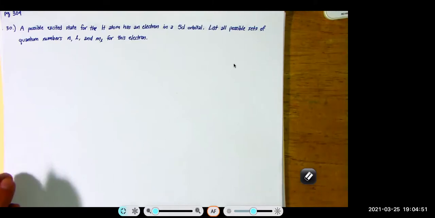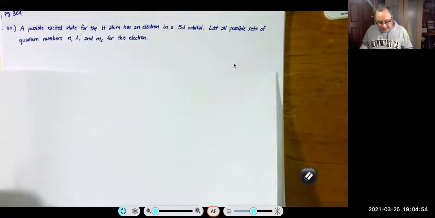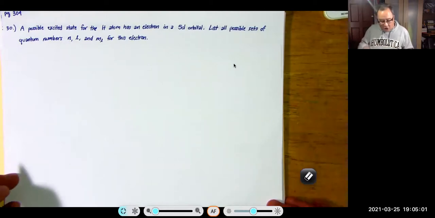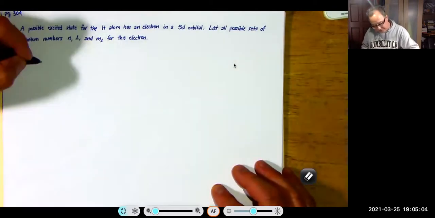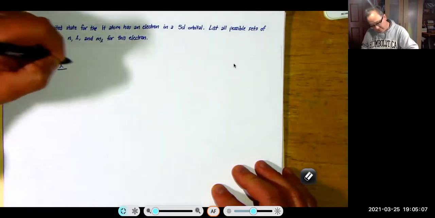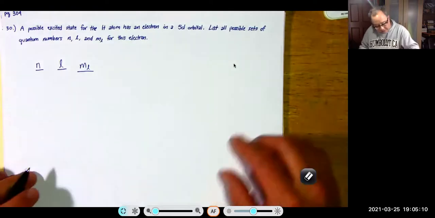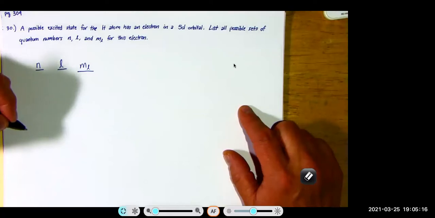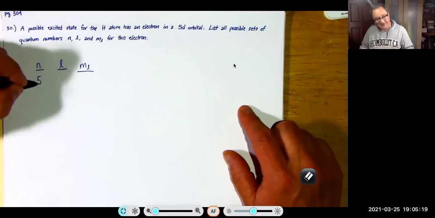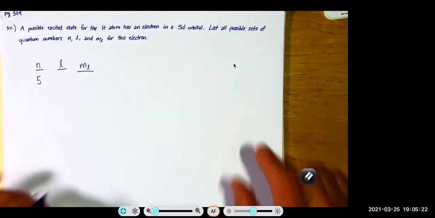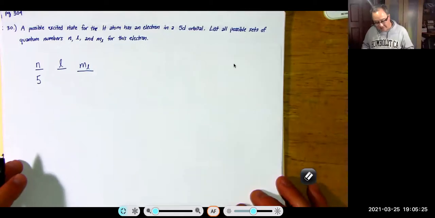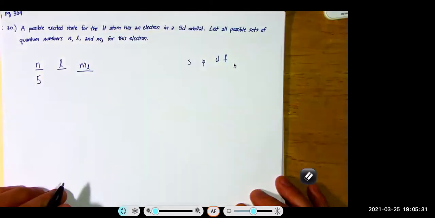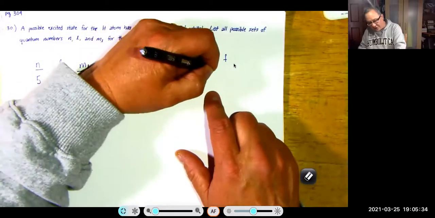Sounds good. Okay, a possible excited state for the H atom is an electron in a 5D orbital. List all possible sets of quantum numbers for this. So it's a 5D orbital. What can we say about n? It's 5. It's that straightforward. What about l? It's 5D. So D. What is it? S, P, D, 3. 0, 1, 2.